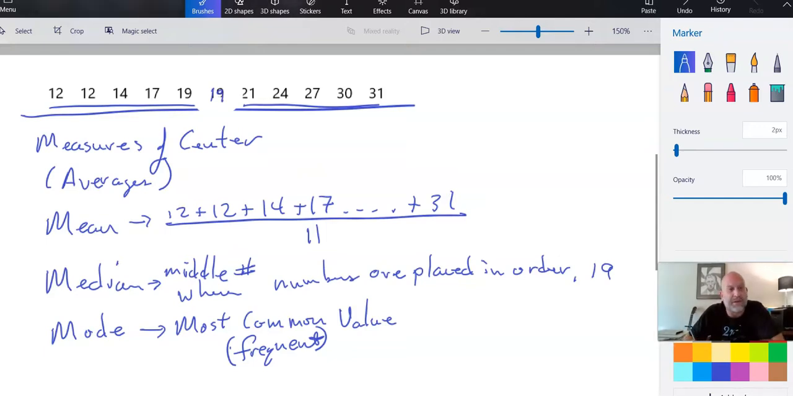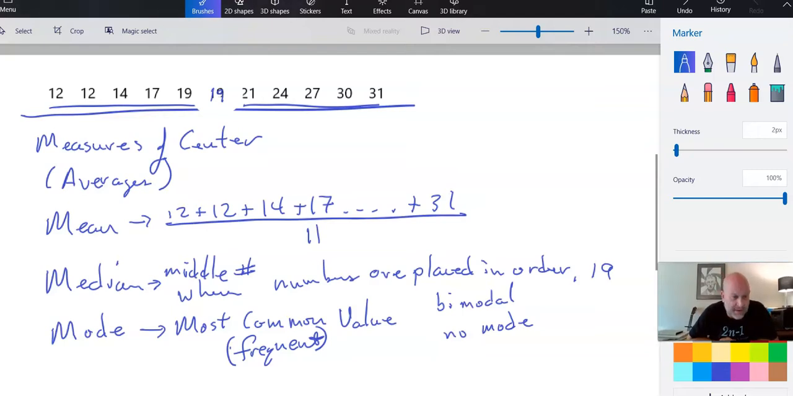Looking at the value that shows up most frequently, we have 12 that shows up twice, and we have 19 that shows up twice. So there are two that have the highest frequency. In this particular case, there are two things you could say. Sometimes these are called bimodal, where you have two most frequent values and they come out to a tie. Sometimes we say there is no mode. It depends on the situation which one you're going to end up using.